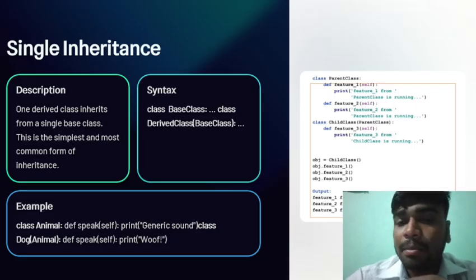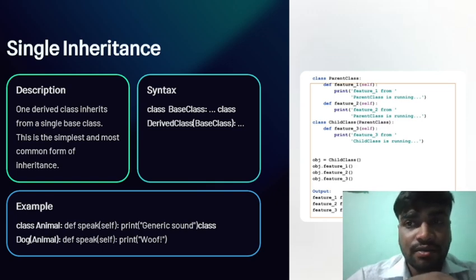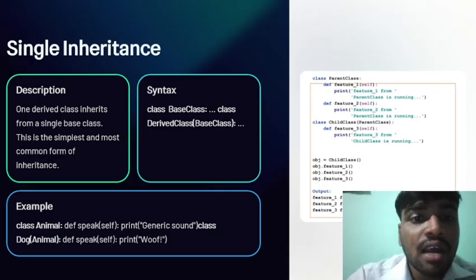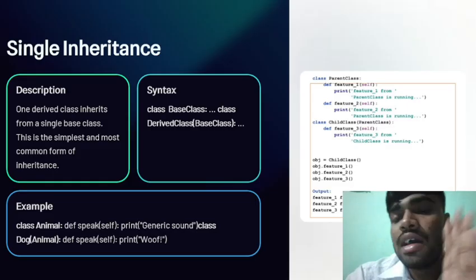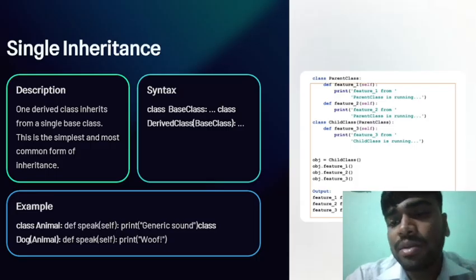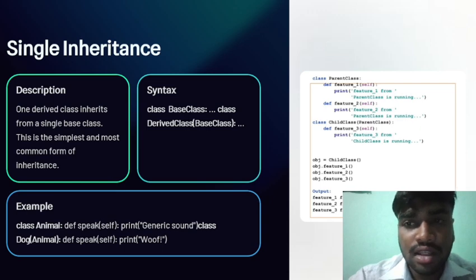But here the main thing is the syntax of inheritance. First you write class, then the base class, with a colon. After writing the things in the base class, you write class and the derived class. In brackets you mention the name of the parent class, and at the end a colon. This is the syntax. By applying this syntax to the program, we get the output. This is how it works. Let us go to the next slide.